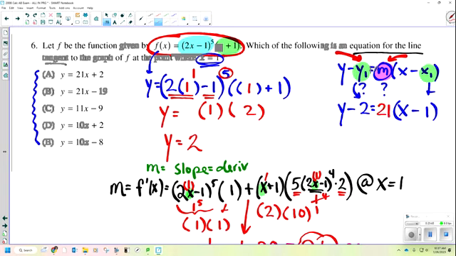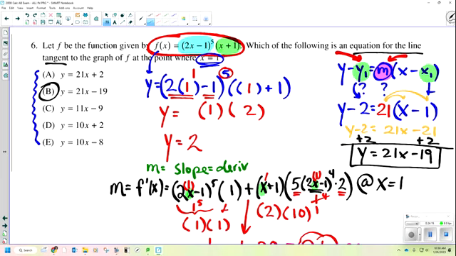Now, notice all my answers. I've pointed this out already. They are all y equals. Big deal. Just do some algebra. Distribute the 21 and add 2. I mean, man, quit crying about it, guys. 21 times x is 21x. 21 times negative 1 is negative 21. Y minus 2 equals. Let's just add 2 to both sides. Y equals 21x minus 19. That is your answer. That is choice B, and we're done with it.